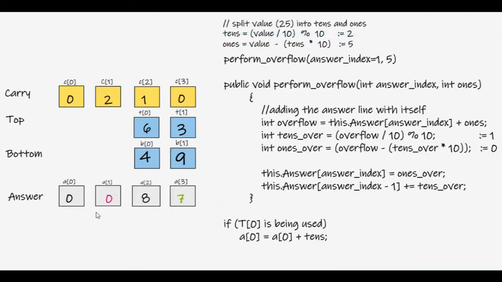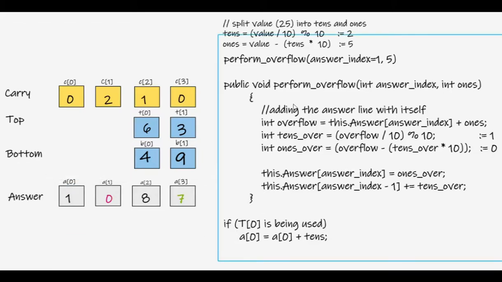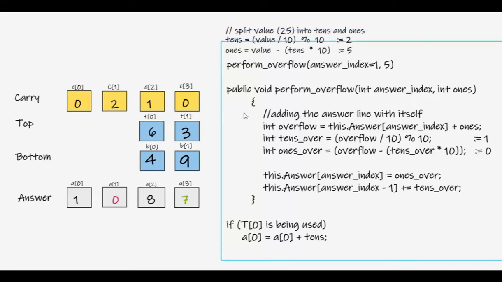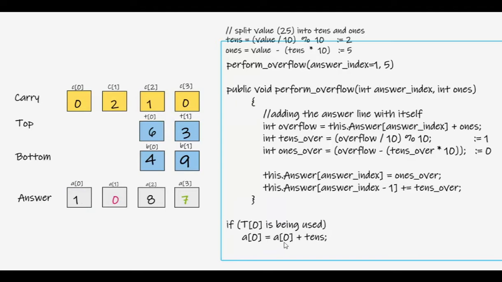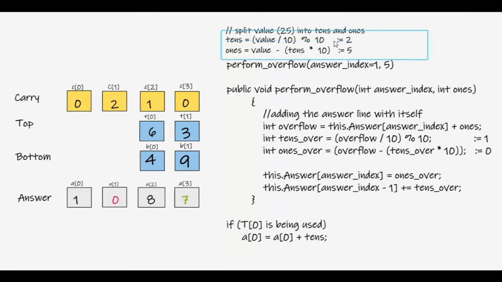So notice I'm going to come into this bin and put the value 1. Now we're done with the perform overflow, and in the next line of code it says if t sub 0, the top, is being used and we're on the last operation, then a sub 0 equals a sub 0 plus tens. Well, what was the value of tens? Notice tens was 2. So here we're saying a sub 0, this field right here, equals a sub 0 plus tens. So what is 2 plus 1?